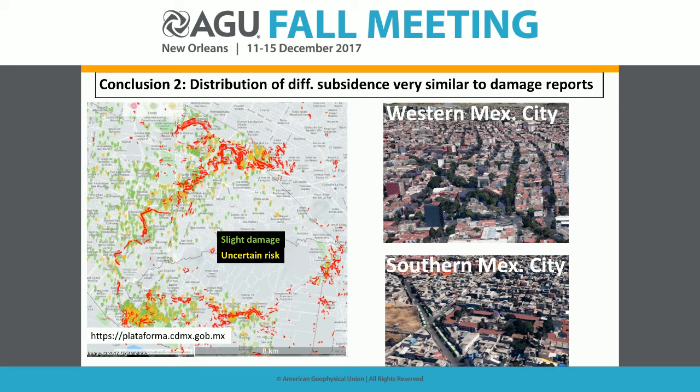And so now for the western part of Mexico City, where there are tall buildings, the influence of the maximum ground motion is what influences the collapses of the buildings. But in the southern part of the city, where the buildings are 1, 2, 3 stories, what is driving the damage is more related to the shallow faulting that we found. That's one of our suggestions after this work.